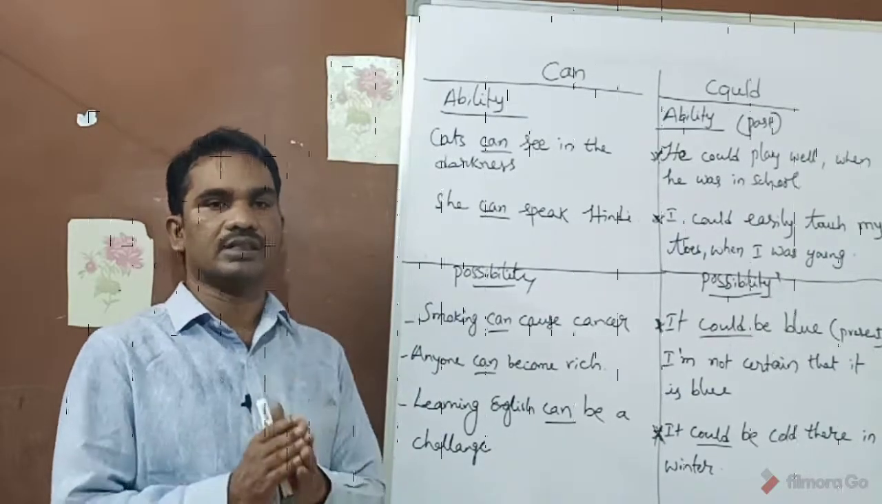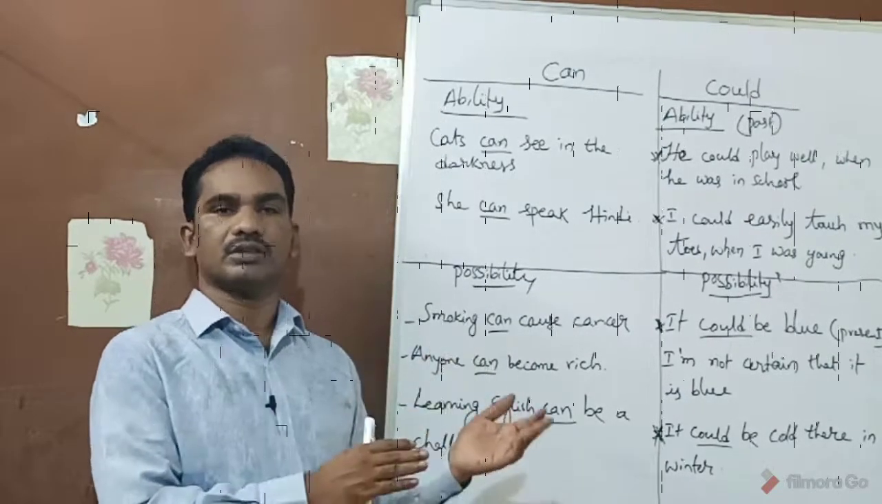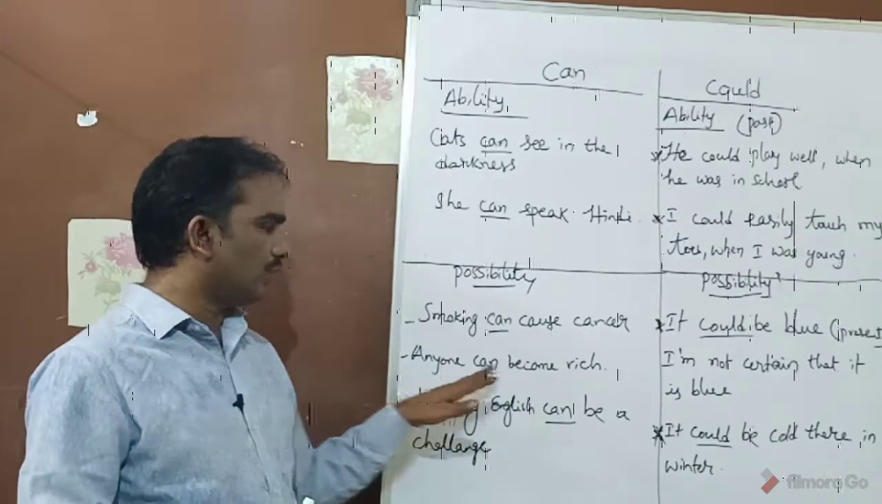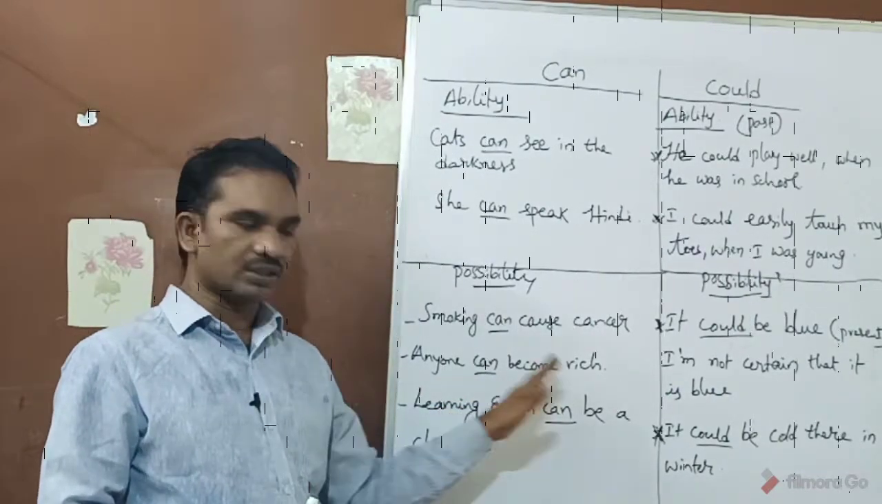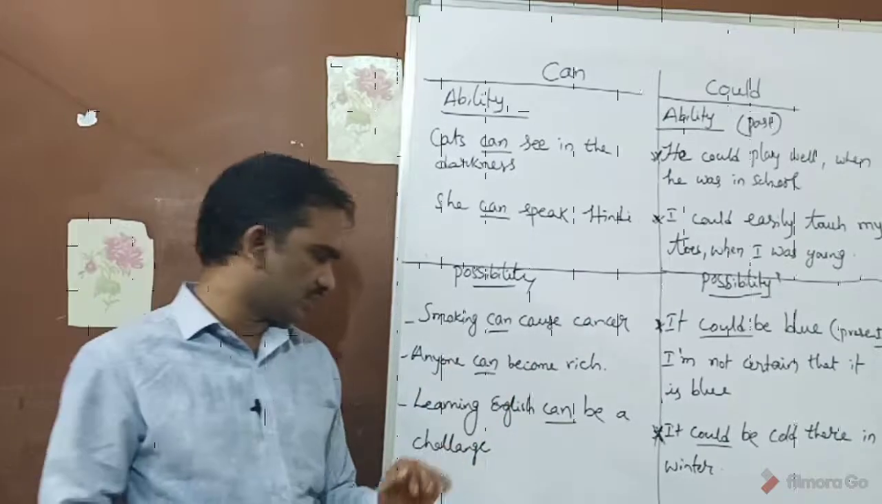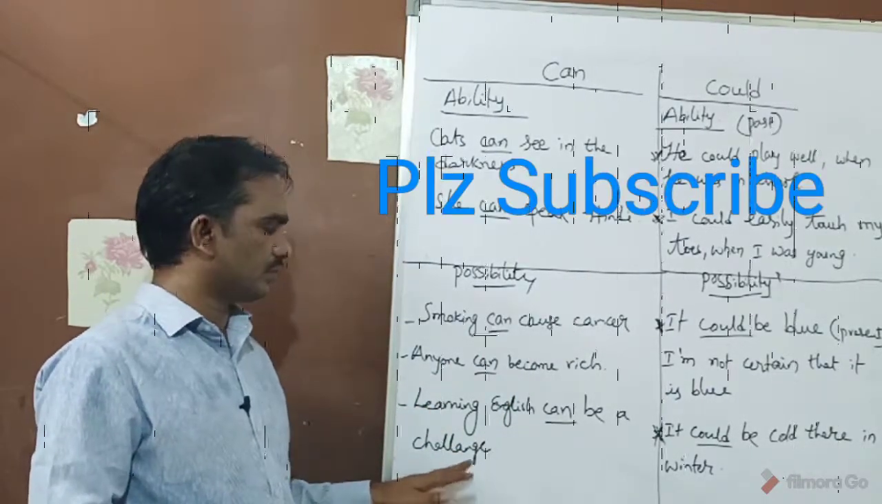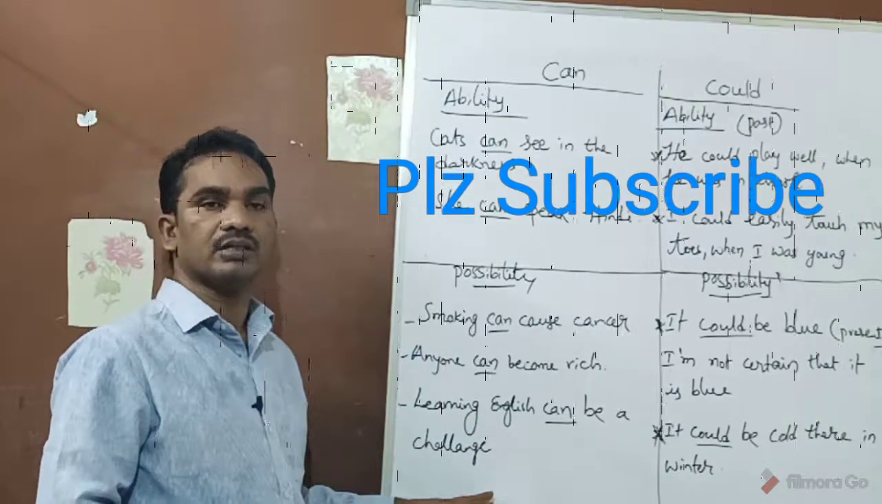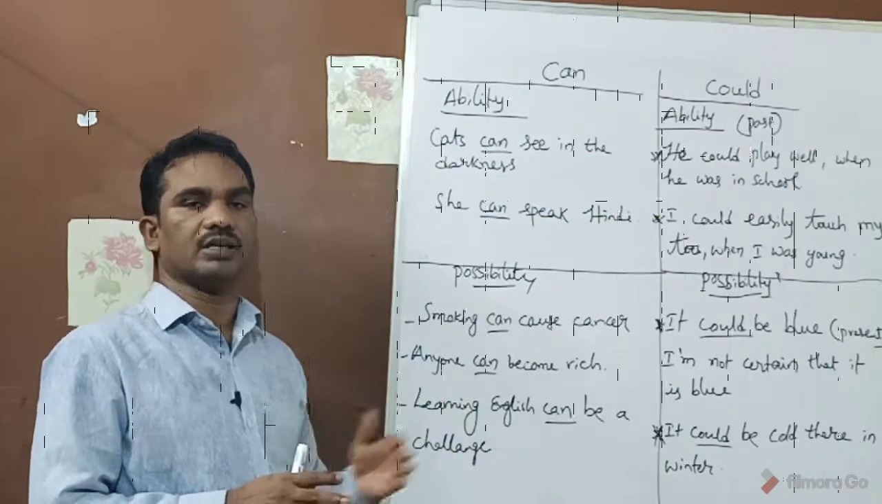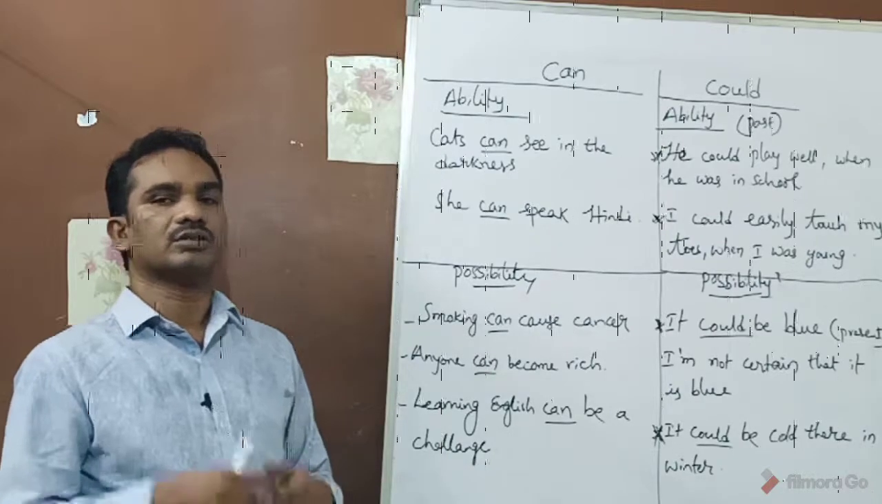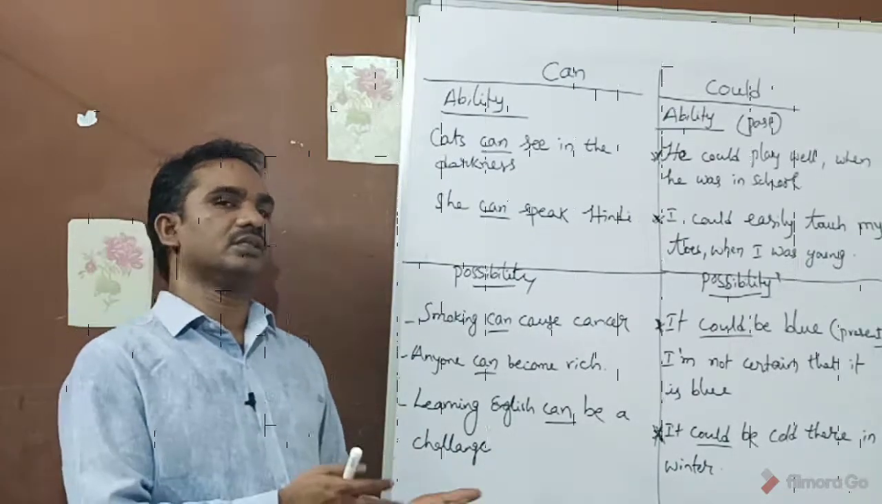Okay, there is no chance that everyone can become rich. So anyone can become rich, that there is a possibility to become rich. Learning English can be a challenge. There is a possibility that it can be a challenge. So some people may learn easily, right?